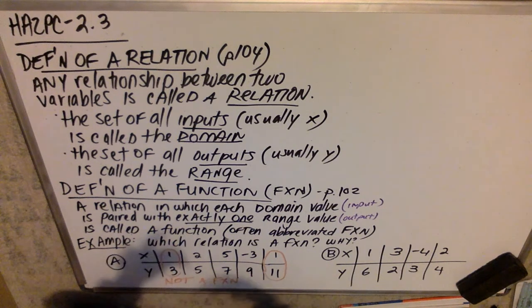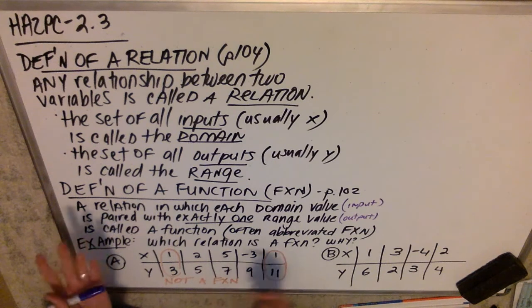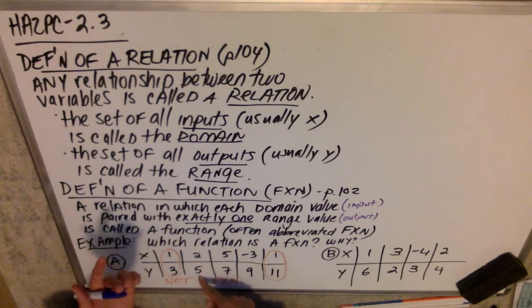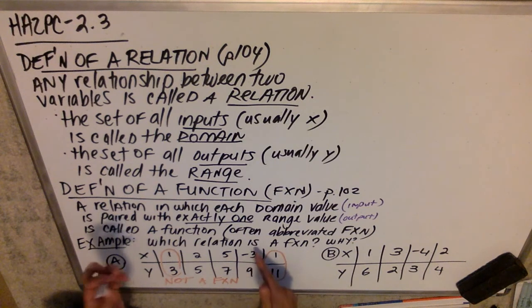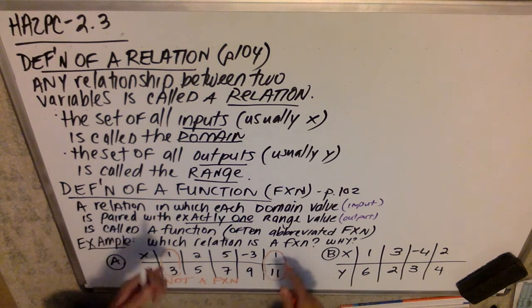So if you look here, if I had said what's the output when I say 2, you would all answer 5. If I said what's the output when I put 5 in, you'd all say 7. If I said what's the output when I put -3, you'd all say 9. But if I asked you for the output when I say 1, there are two possible answers, and that makes this not a function. Okay?